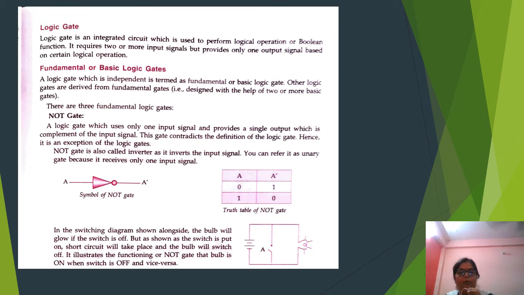Okay, see with the help of the diagram how it has been made. This is the symbol of the NOT gate and it has been shown with the help of a truth table. Okay, so pay attention here.